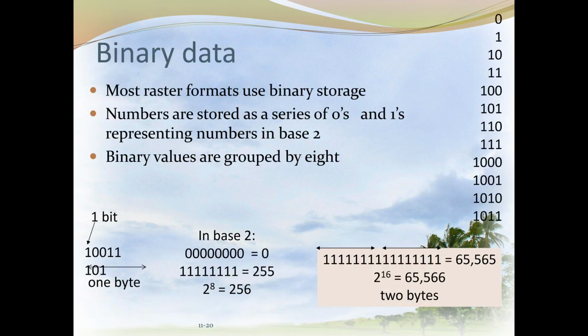And the data set they use is binary data. Most raster formats use binary storage, and numbers are stored as a series of zeros and ones, representing numbers in base 2. So binary values are grouped by 8.